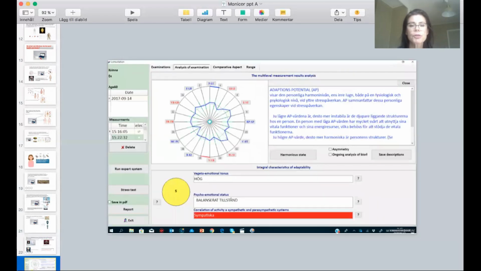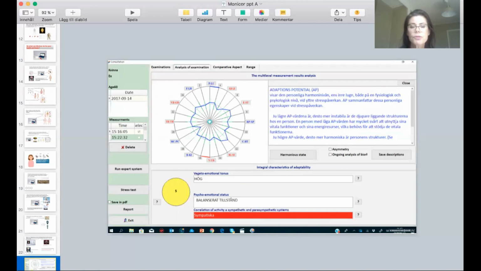So this is just to show you what happens. There are different stages when you use the Monicor. First, you do the differential diagnostic evaluation. Then you do, for example, the stress test, which is when you want to see if you have any pathogens, any viruses or bacteria active, and then you deactivate those. And after that, you do a general correction, and after that, you do a general analysis.